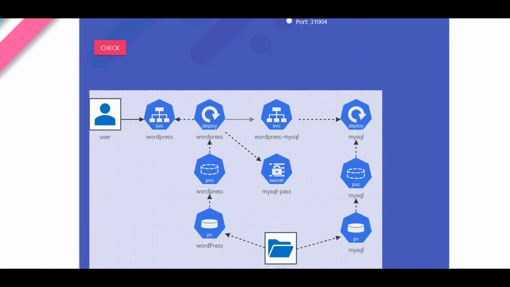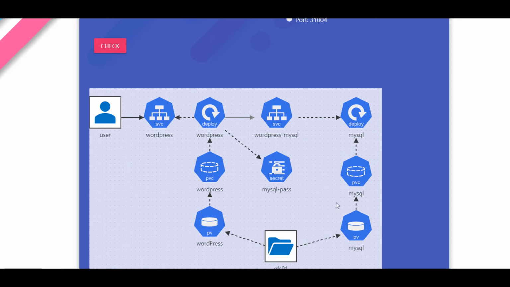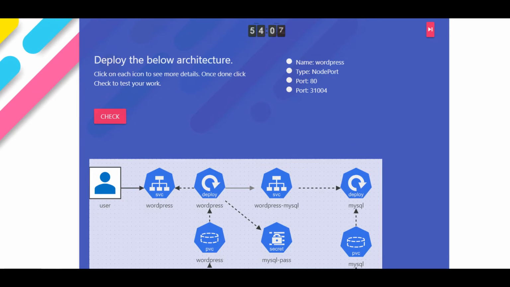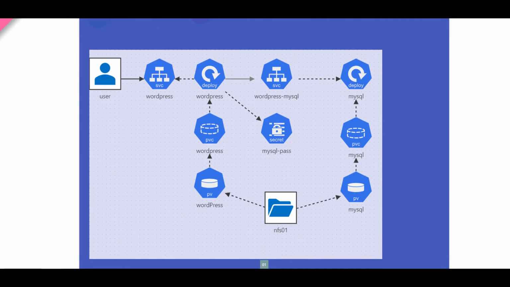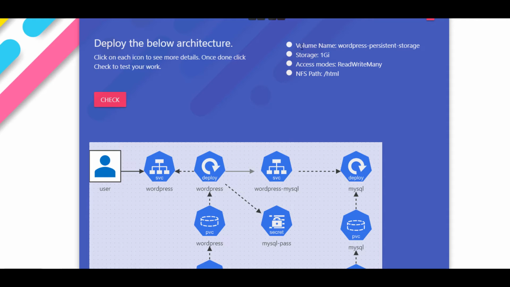You can start from anywhere, start from the bottom, and go all the way to the top. I'm going to give you a quick example on how to get started. I'm going to start with this particular persistent volume. And if you look up here, it says the volume name should be WordPress Persistent Storage. The storage amount is 1 GB. Access modes, ReadWriteMany. NFS path should be HTML.